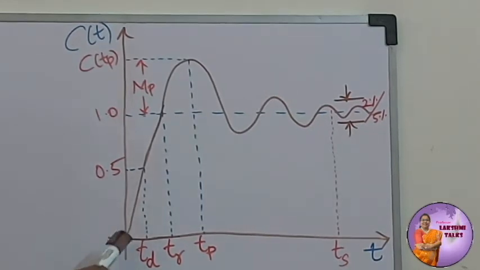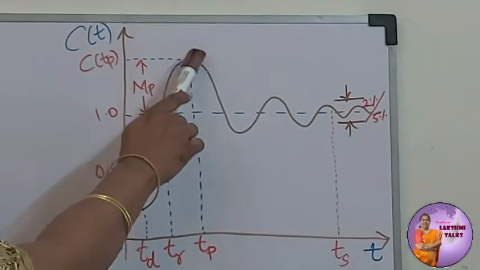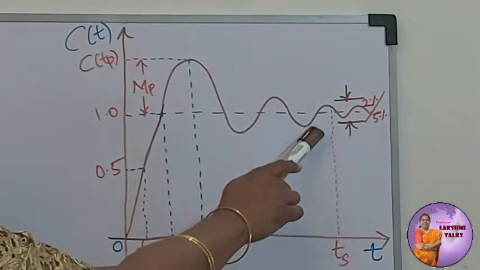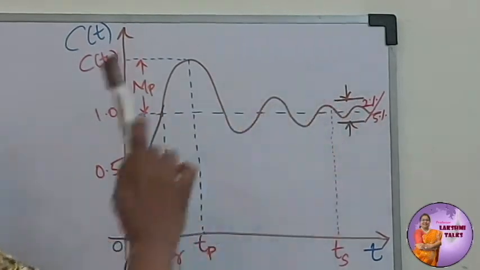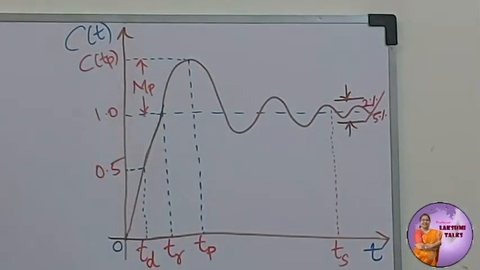See, in this graph you can see it is an oscillatory response. Initially it has oscillations and these oscillations are of decreasing magnitude and finally it tries to settle to the final value, which is nothing but 1, right? See, here you can see there are 4 different time values: TD, TR, TP, TS. What are these time values?